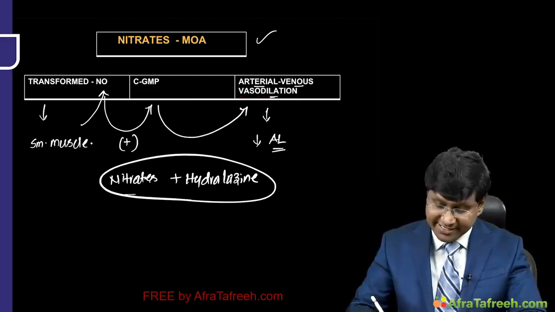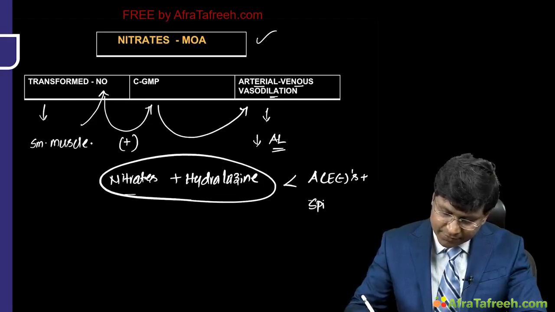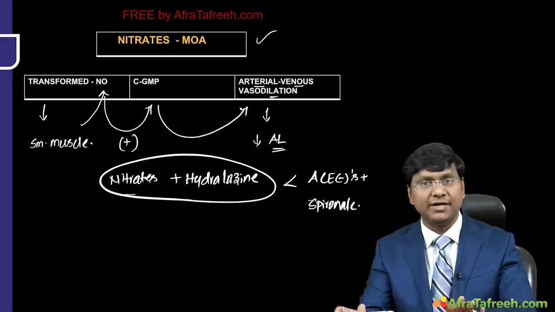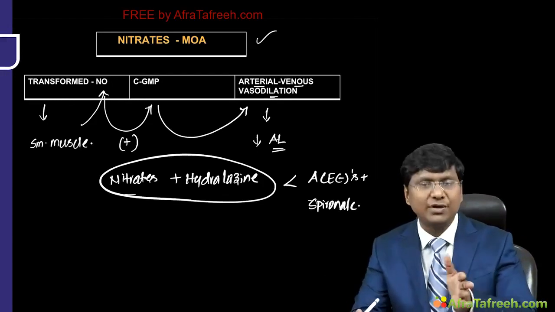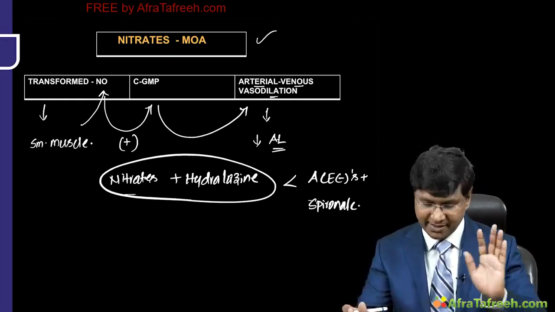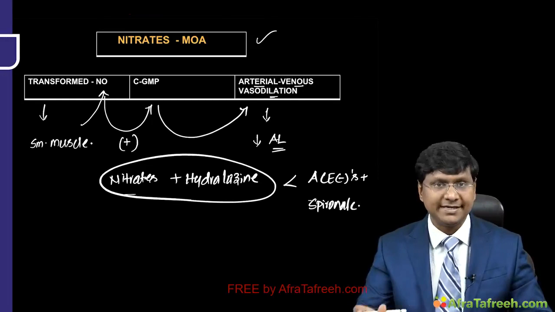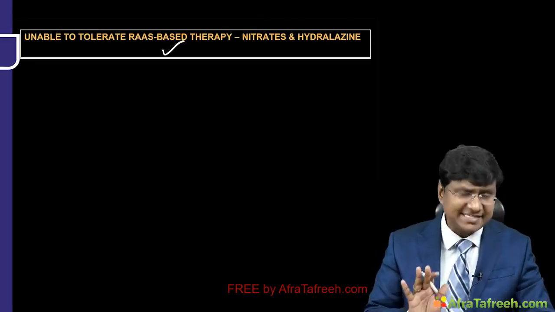This combination is not superior compared to your ACE inhibitors plus spironolactone, okay? So definitely it is ACE inhibitors plus spironolactone only. Only when you are unable to give ACE inhibitors and spironolactone because of potassium impairment or renal impairment, then you need to give the combination of nitrates plus hydralazine, okay? Right, the same thing again.